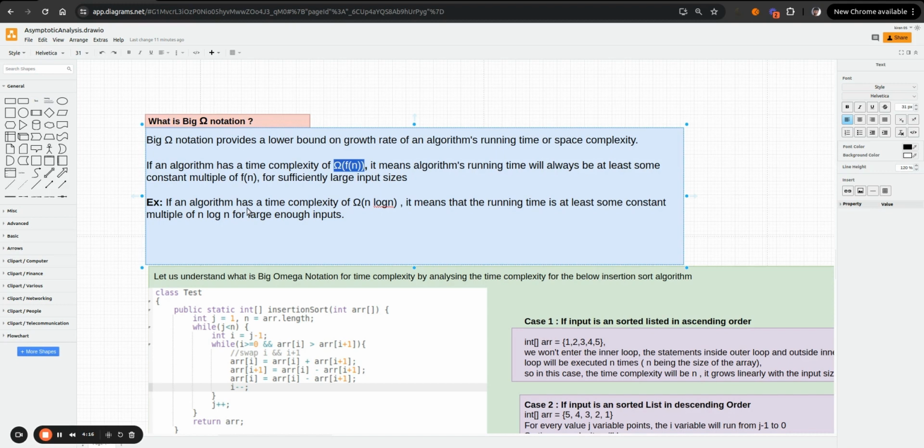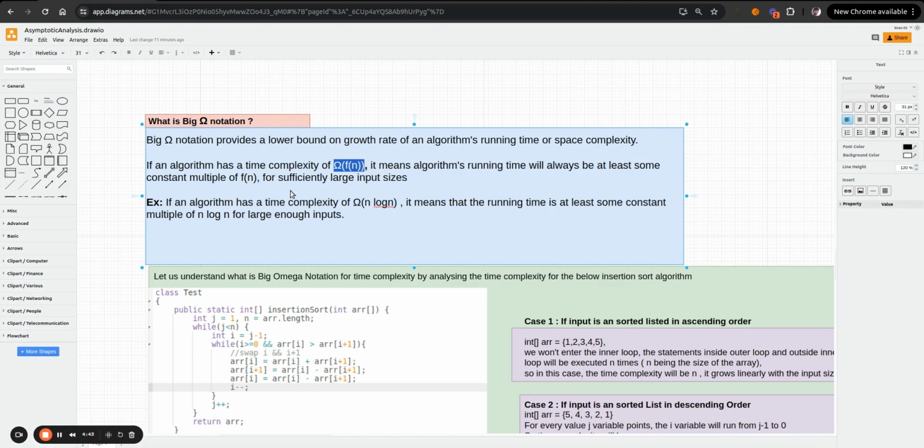Let us take an example. Suppose we say the algorithm has a time complexity of big omega of n log n. It means that the running time will be at least a constant multiple of the n log n function for large size inputs. So this is what big omega notation is about. Big omega notation tells us the lower bound of the time complexity for a given size of the input.